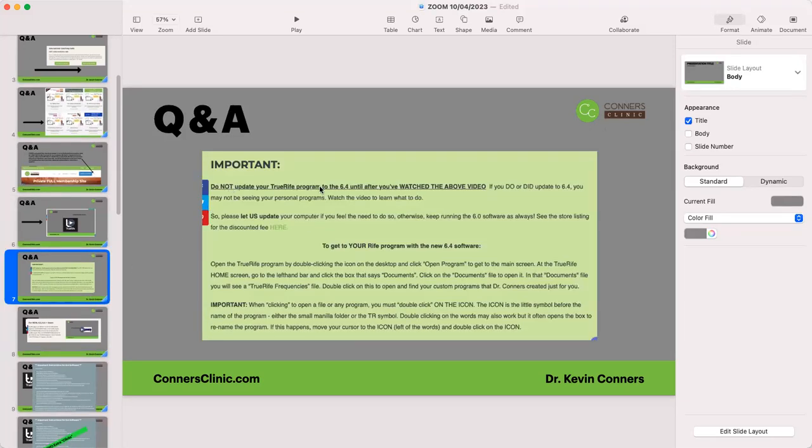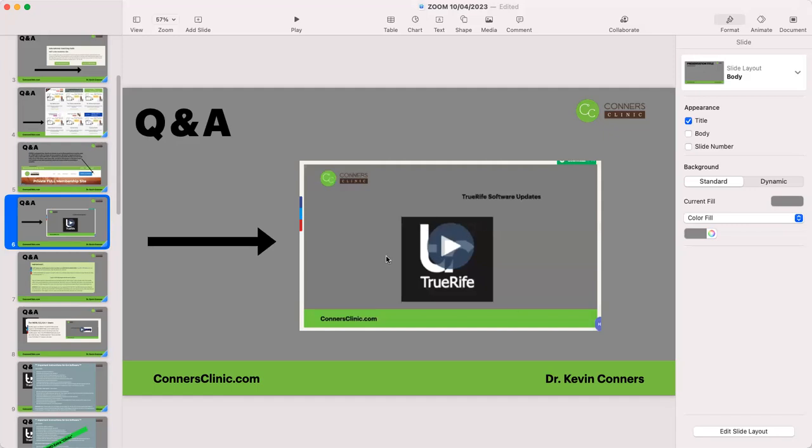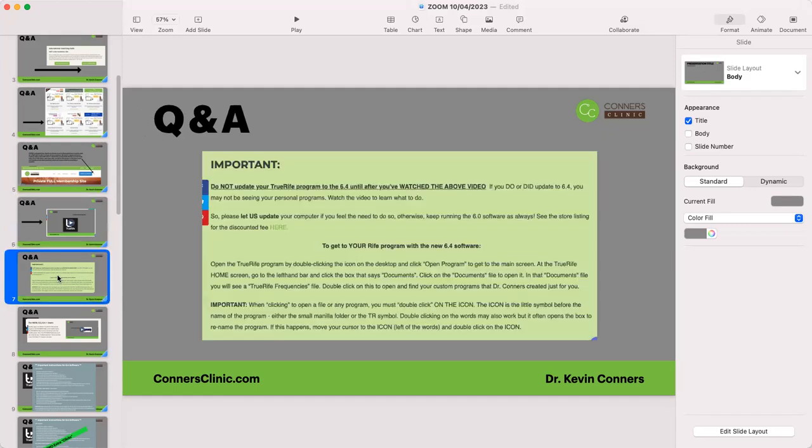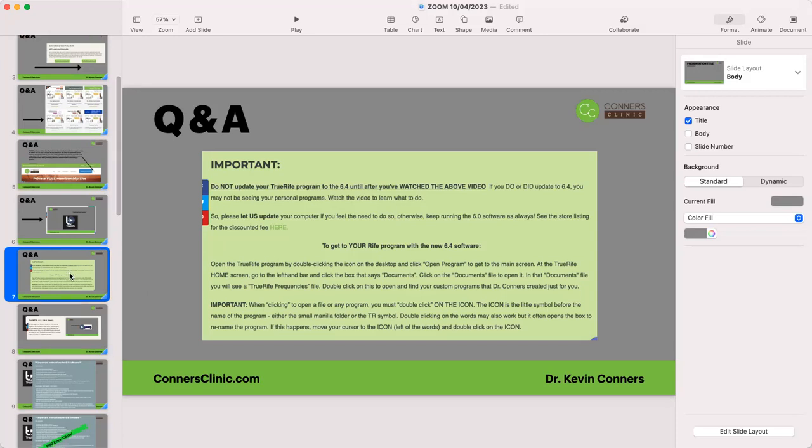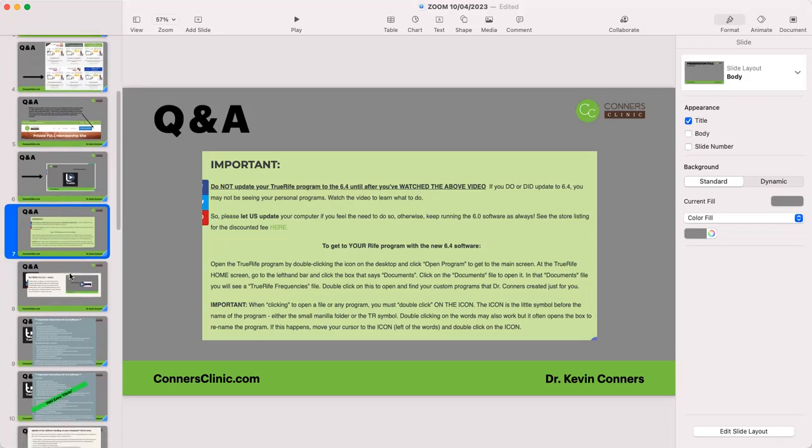It says, do not update the TrueRife program to 6.4 until you watch the above video. That's this video that I created. So please watch that video. If you do or already did update to 6.4, you will not see your personal programs. So if you update to 6.4 software, your personal programs go bye-bye. So you don't want to do that without being careful and doing some other steps first.